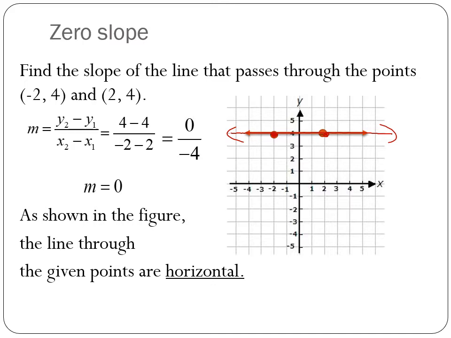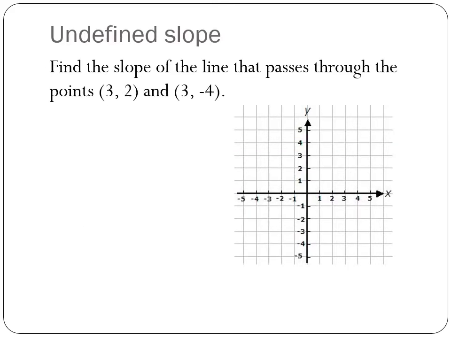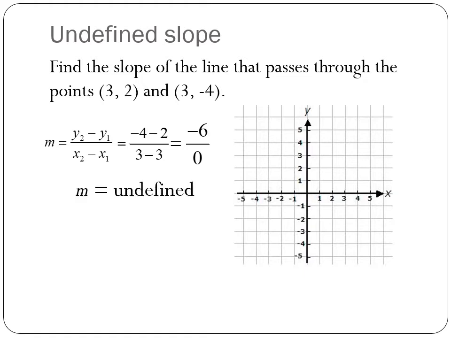Again, this is a horizontal line. Let's now look at an undefined slope. We have the points 3, 2 and 3, -4. Y's subtracted over x's subtracted, so -4 minus 2 divided by 3 minus 3. You're going to notice the denominator becomes 0, -6 over 0. As long as you're dividing by 0, your slope is going to be undefined because you cannot divide by 0. If we were to graph this, putting our points at 3, 2 and 3, -4 and connecting them, this is a vertical line. So the slope of a vertical line is undefined.